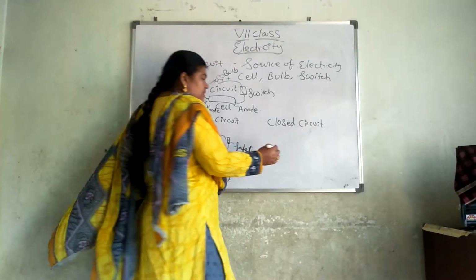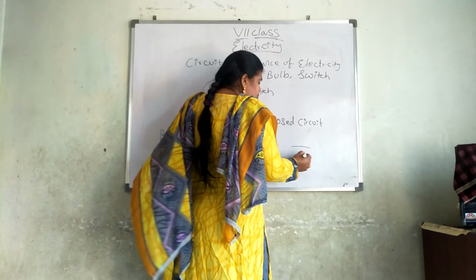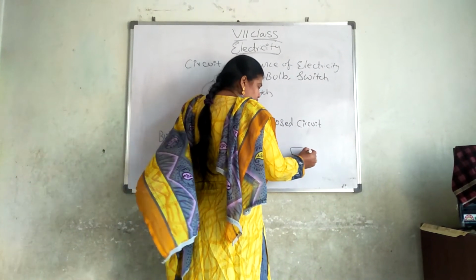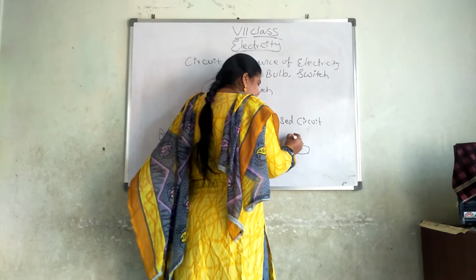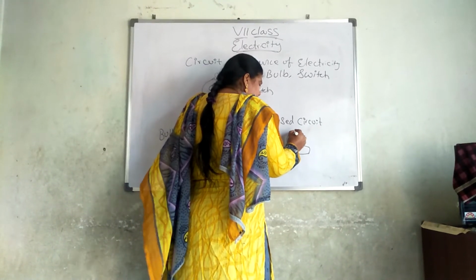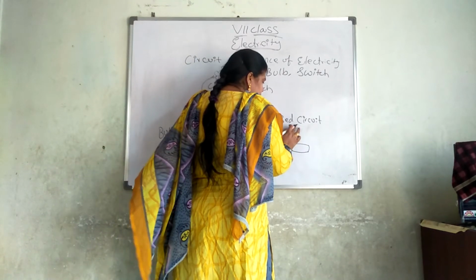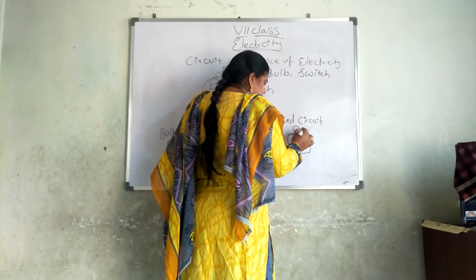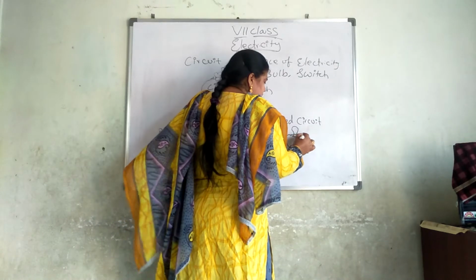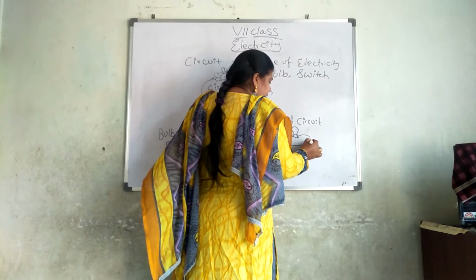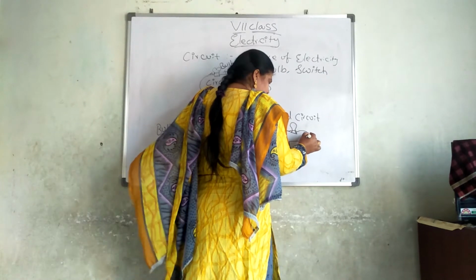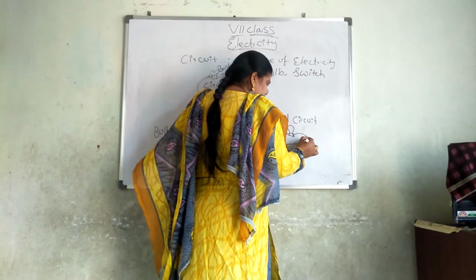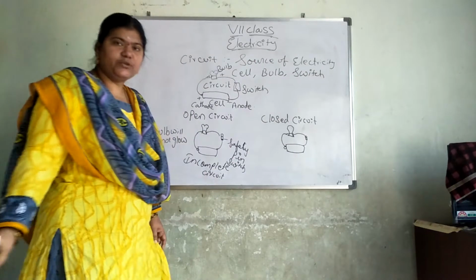What is a closed circuit? The total circuit will be completed. This is a cell. Again when we bring the wire here, it is connected to a bulb, and again here we bring the wire, and this is connected to a safety pin. As I said, the safety pin is acting like a switch.